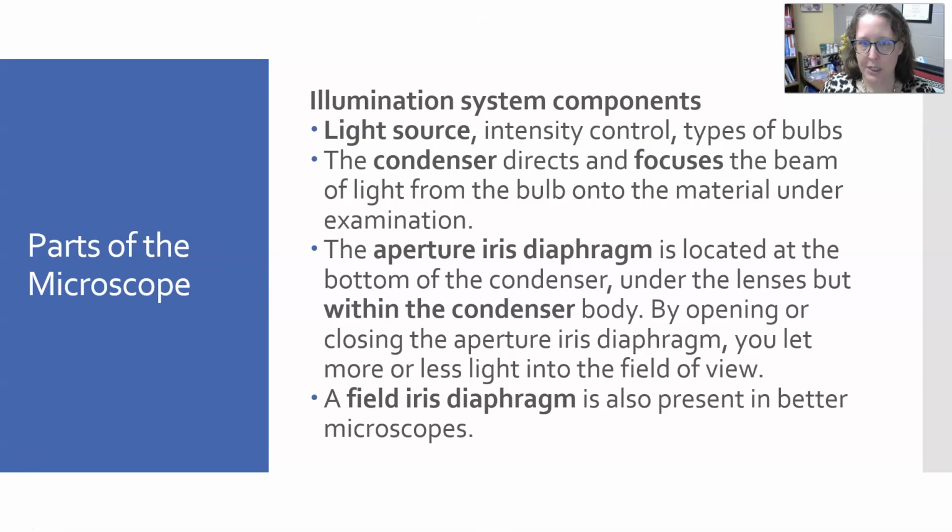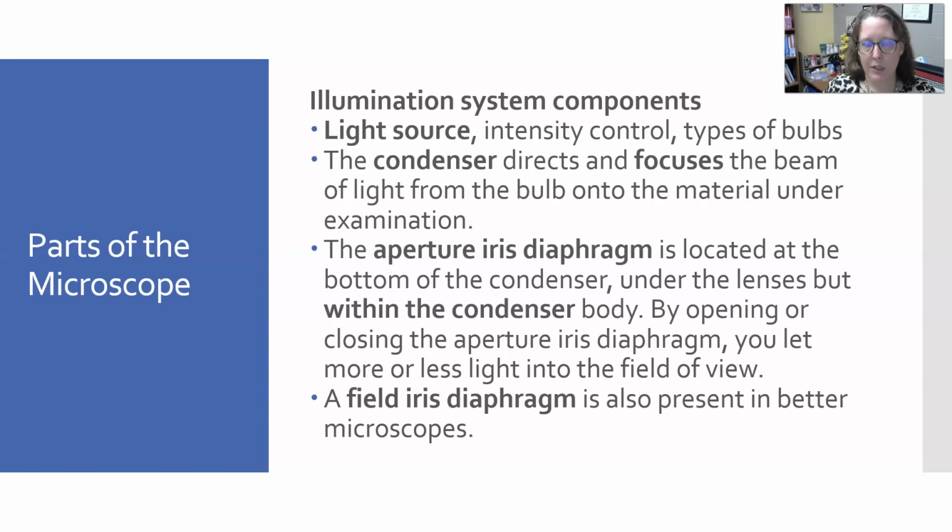So the illumination system components, so you have the light source, and it's usually in the base, and with the light source you have intensity controls, and there are different types of bulbs that can be used depending on the type of light that needs to be generated. And then you have to know that when you turn the microscope on, you can turn light intensity up or down, so you can get it really bright or less bright. So it has, if you will, a dimmer switch, just like you can have on your lights at home. You can brighten and dim the light in the microscope.